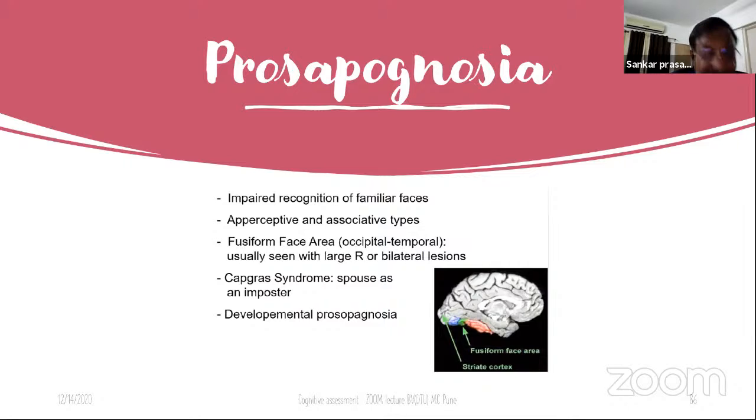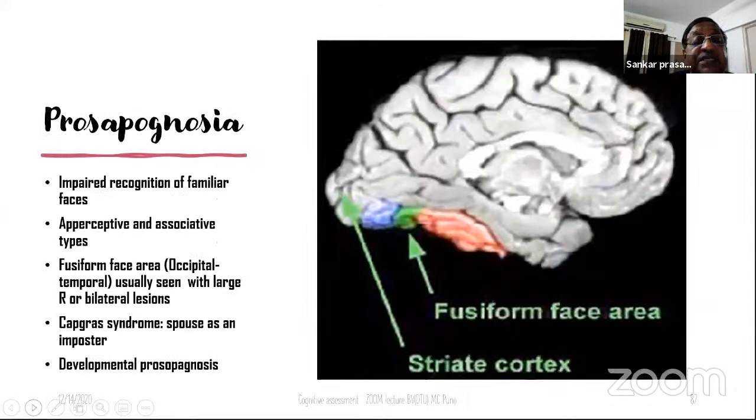Impaired recognition of familiar faces is a problem in the fusiform face area, occipitotemporal, usually seen with large right hemisphere or bilateral lesions in this area. There are two types, apperceptive and associative. Developmental prosopagnosia is also known, where they can't identify their own face. In Capgras syndrome, they think the spouse is an imposter. This is another problem often encountered in dementia cases. If you look at the fusiform face area, in green, and the striate cortex, they are very close, and this is where the problem of prosopagnosia is.